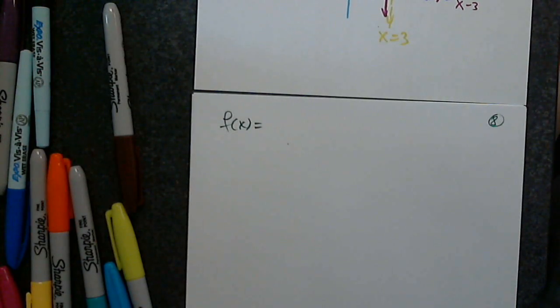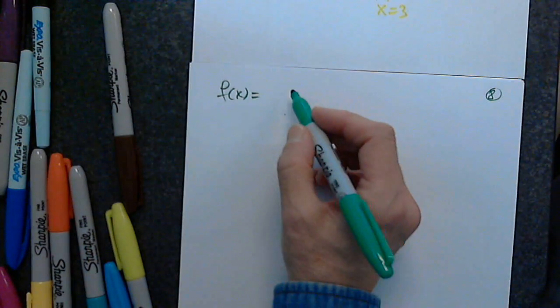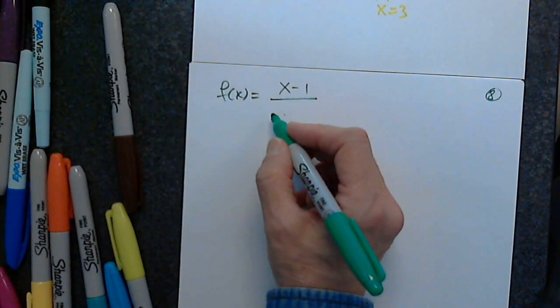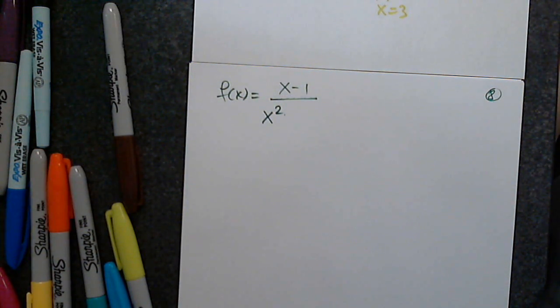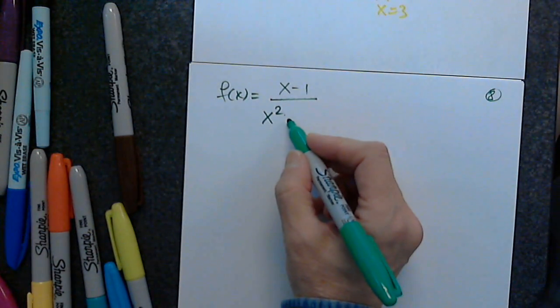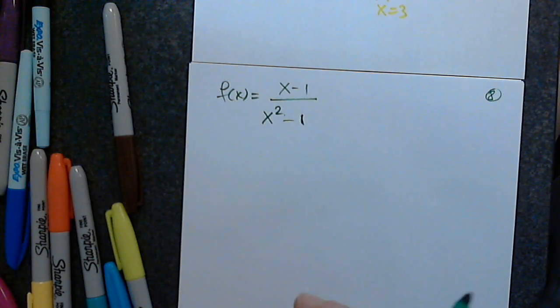Can anyone create a type 2, or I will? Okay. x minus 1 divided by x squared minus 1.